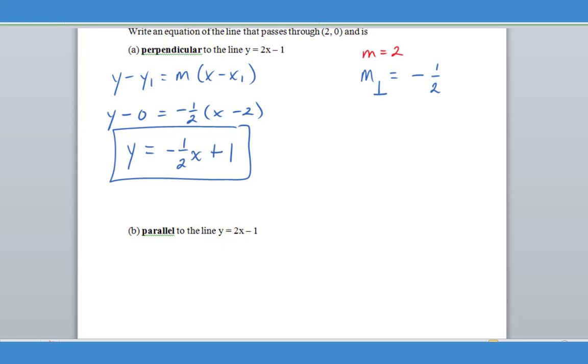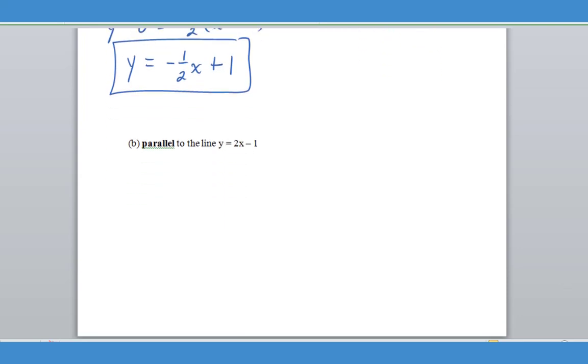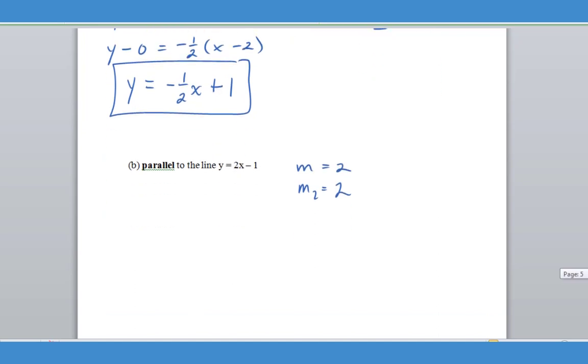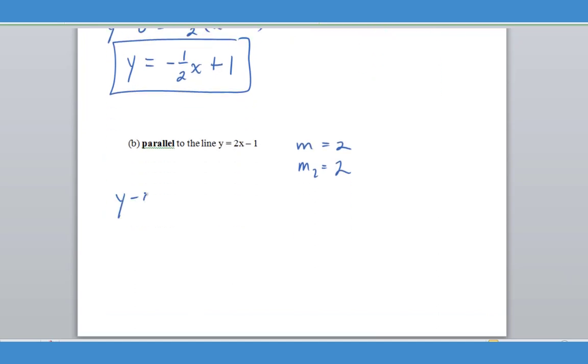Our last particular question has us finding the equation of a line that is parallel to this line. So if the slope is equal to 2, then our second slope is also going to equal 2. So I'm also going to use the point (2, 0) for this particular equation. And so we're going to say y minus 0 equals 2 times x minus 2. And then I just have to simplify this, and that's a very straightforward, simple problem.